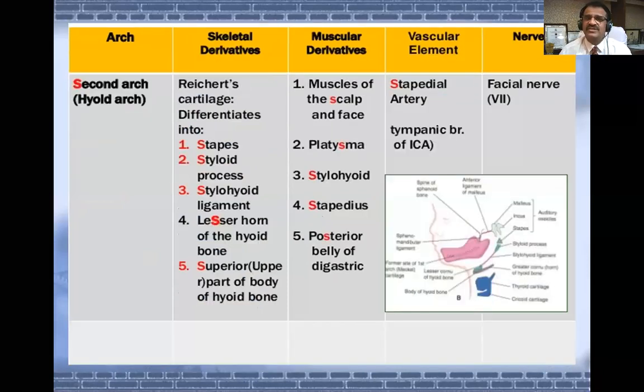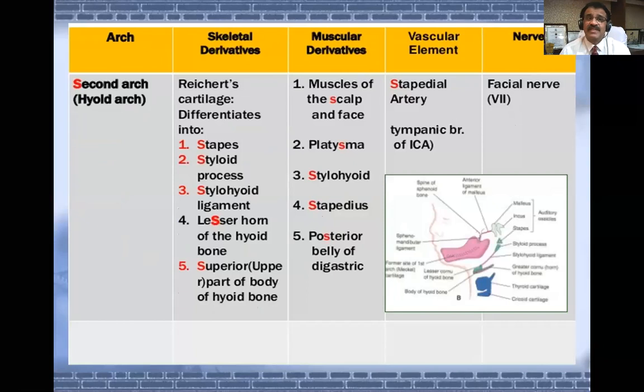It will give rise to skeletal derivatives, muscular derivatives, vascular derivatives, and nervous derivatives. The seventh, facial nerve, will now come in, and here you can see the stapedial artery coming. Muscles like platysma, stylohyoid, etc. are coming in muscles, and the stapes bone and some other processes of the bone are coming in the skeletal derivatives. So each arch will give you some derivative. And as you go further below, the number of derivatives decreases.